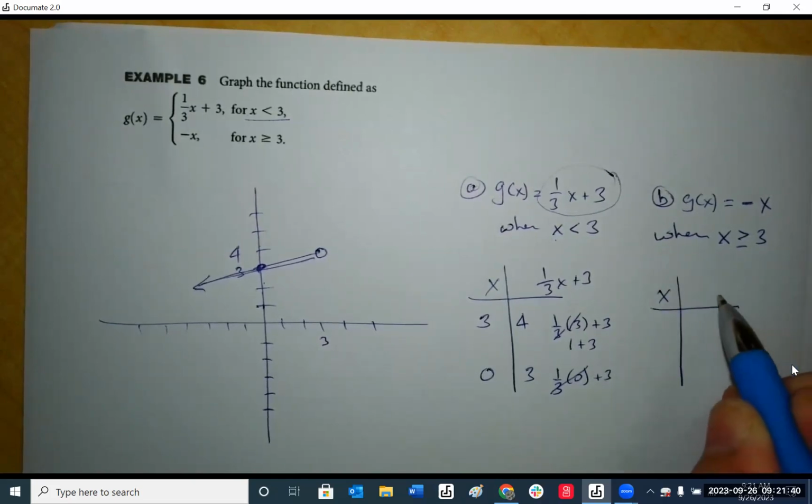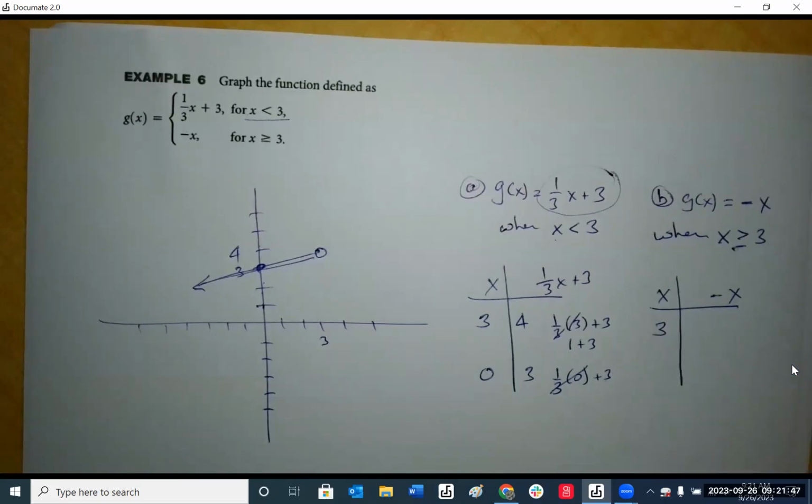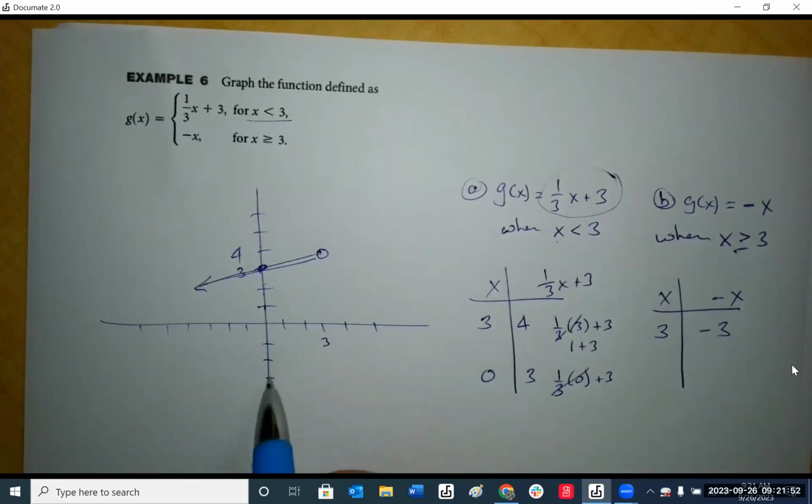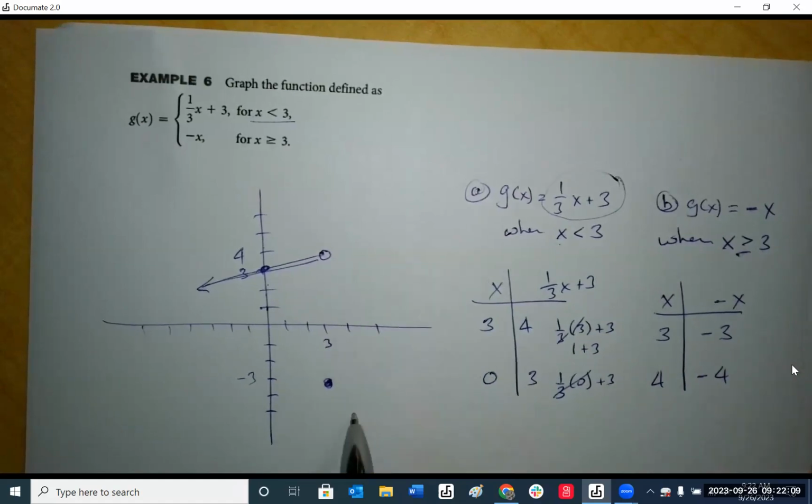The other equation is negative x when x is greater than or equal to 3. So I start off at 3. I get negative 3. 1, 2, 3. Since I can use it, I put a solid dot there. There cannot be any openings anywhere. Everything has to be connected. X is greater than 3, so I use 4. Plug 4 in there, I get negative 4. I know it's linear, so it looks like this.